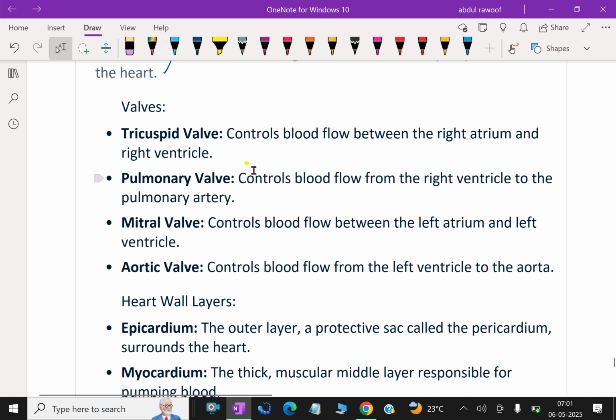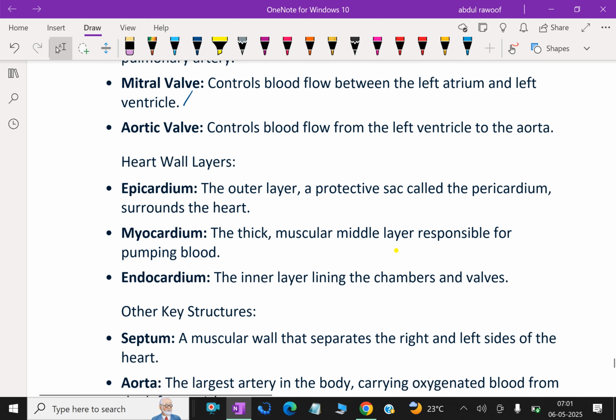The tricuspid valve controls blood flow between the right atrium and right ventricle. The pulmonary valve controls blood flow from the right ventricle to the pulmonary artery. The mitral valve controls blood flow between the left atrium and left ventricle. The aortic valve controls blood flow from the left ventricle to the aorta.